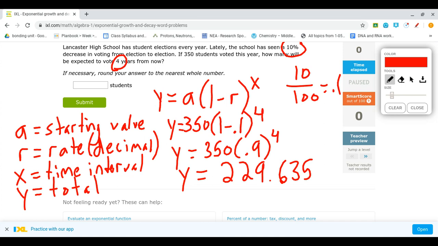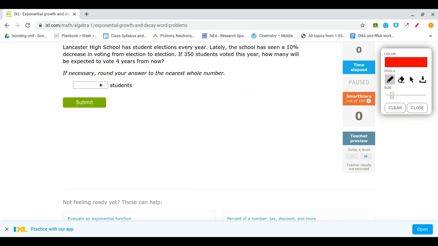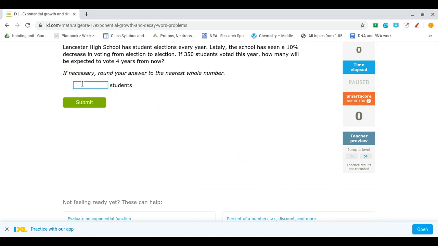So it says, if necessary, round your answer to the nearest whole number. Well, we're talking about the number of students, so we do want to round this to the nearest whole number. 229.635 is approximately 230 students. Okay, I'm going to go ahead and type in my answer. Just have to clear the writing first. We had 230 students.